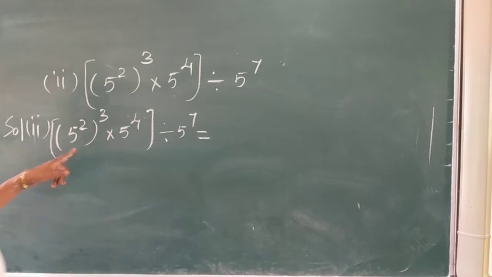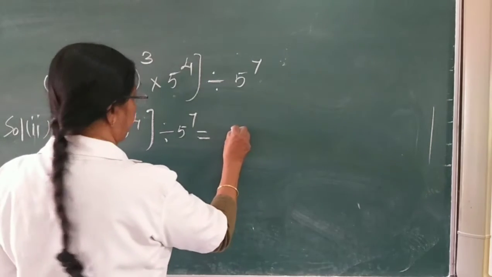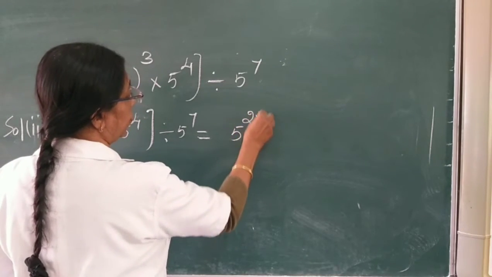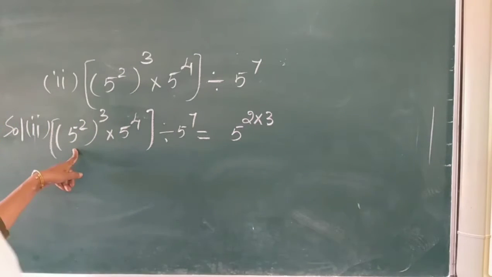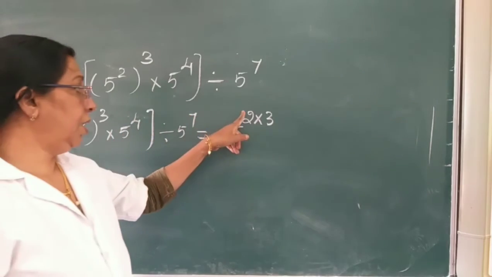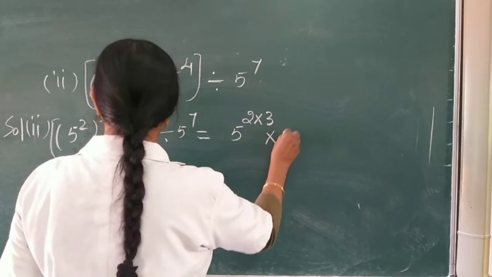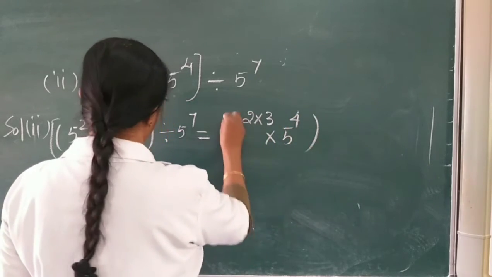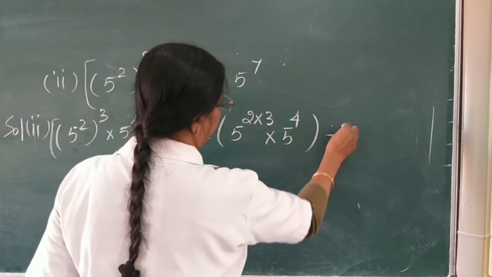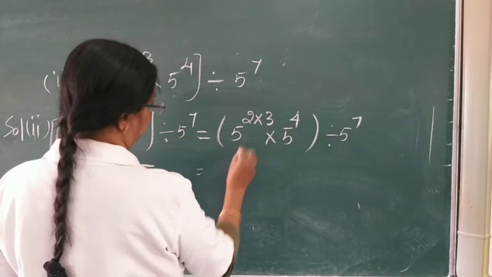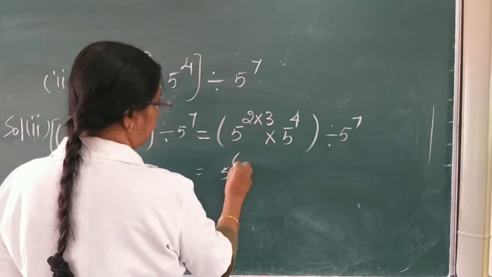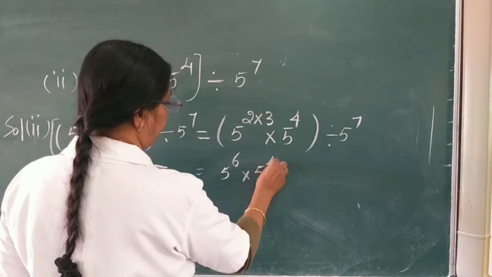That is 5 square the whole raised to 3. a raised to m the whole raised to n is a raised to m n. Multiplying m and n, it is 5 raised to 2 into 3. Here we must multiply 2 and 3. That into 5 raised to 4, divided by 5 raised to 7. Now 5 raised to 3 into 2 is 6, into 5 raised to 4.